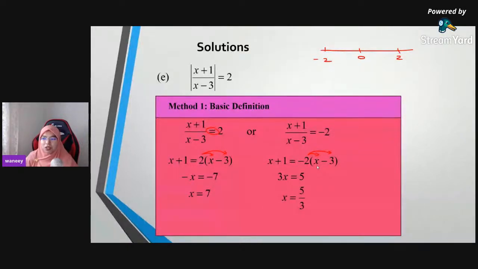Siapa yang dapat jawapan betul, boleh buat sini lah. Well done. Sebab COVID kan. Well done.